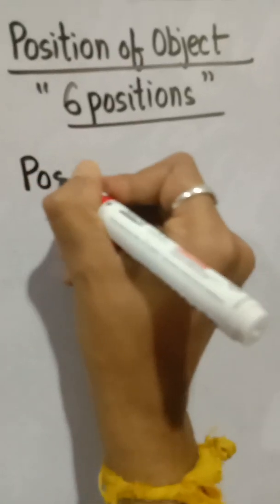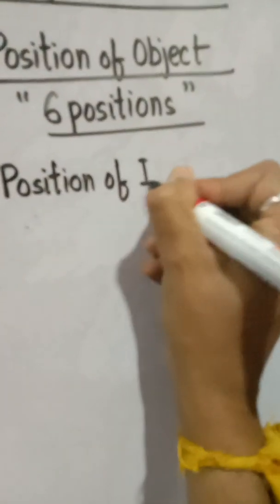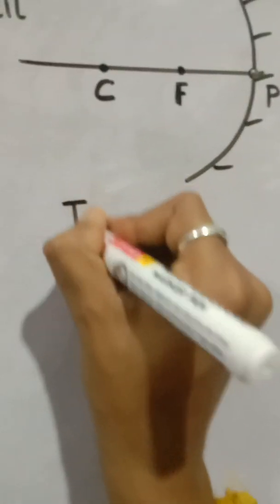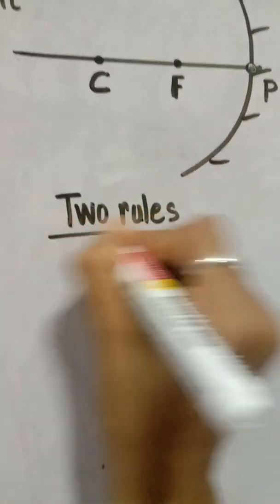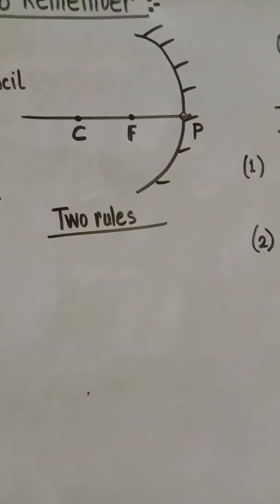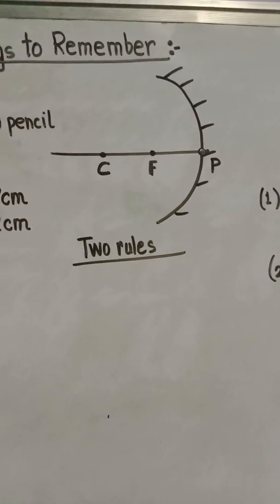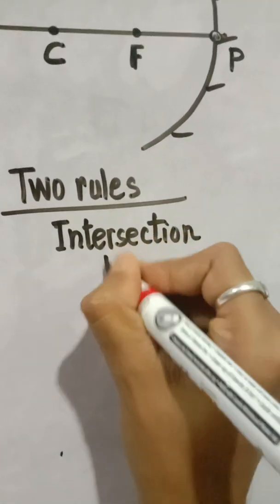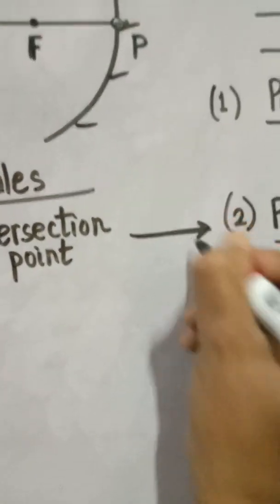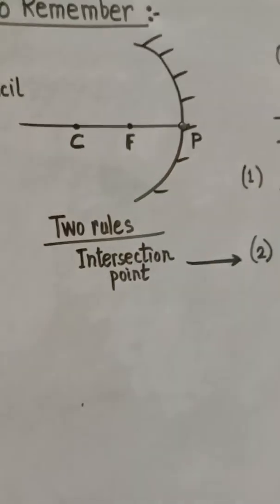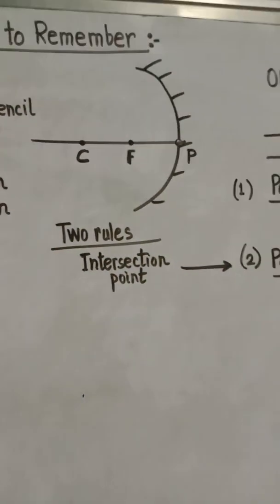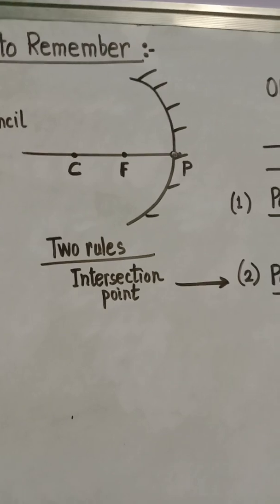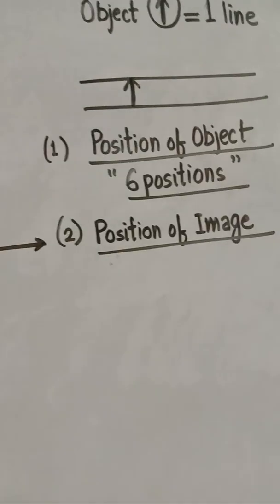Now next you have to identify the position of the image. The position of the image will be obtained only when you use any 2 rules that we have already done. You have to draw 2 incident rays from the object and 2 reflected rays from the mirror, and the intersection point will be the position of the image. Remember, 2 rules will be used. Within those 2 rules, we will have 2 incident rays. Those 2 incident rays will strike the mirror, reflect, intersect at a point, and that will give you the position of the image.